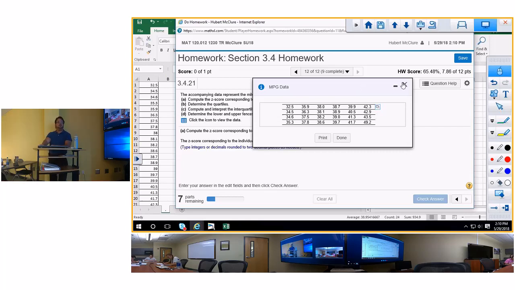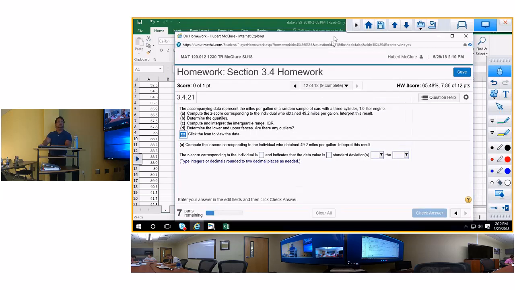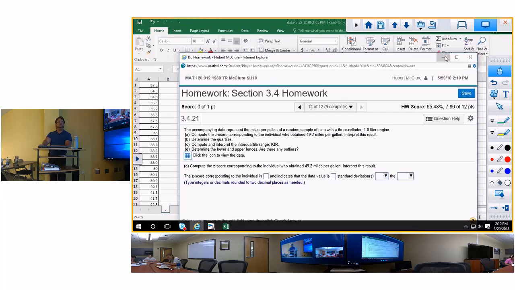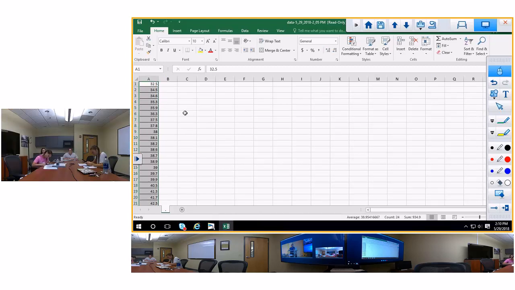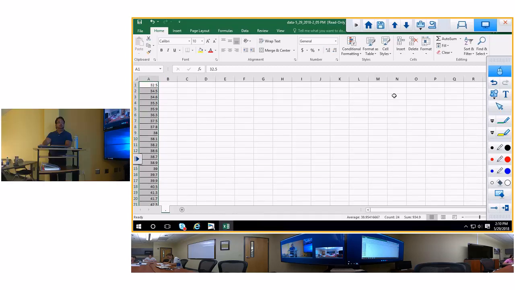Okay, I'm going to get out of this and go to the spreadsheet. I'm going to put over here min equals, then first, second, third, and max.